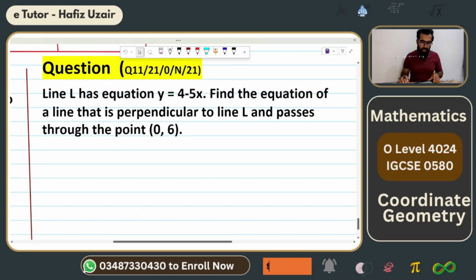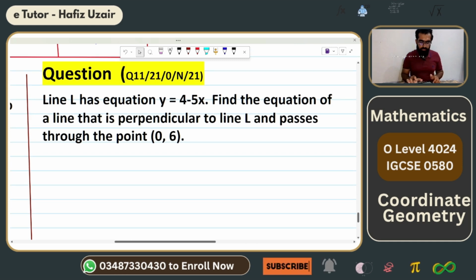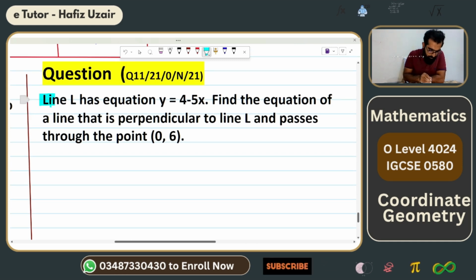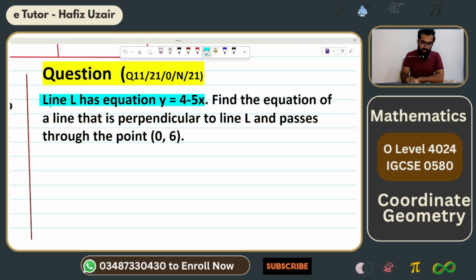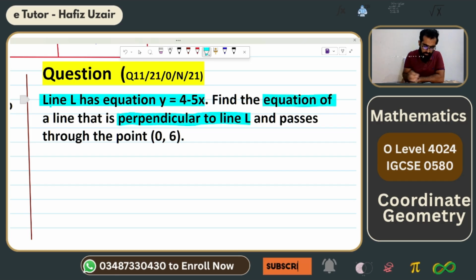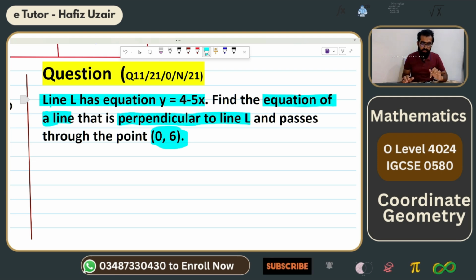Now let's read the statement of this question. Line L has equation y equals 4 minus 5x. Find the equation of the line that is perpendicular to line L and passes through the point (0, 6). Are you given the graph? No. Are you given the y-intercept? No.